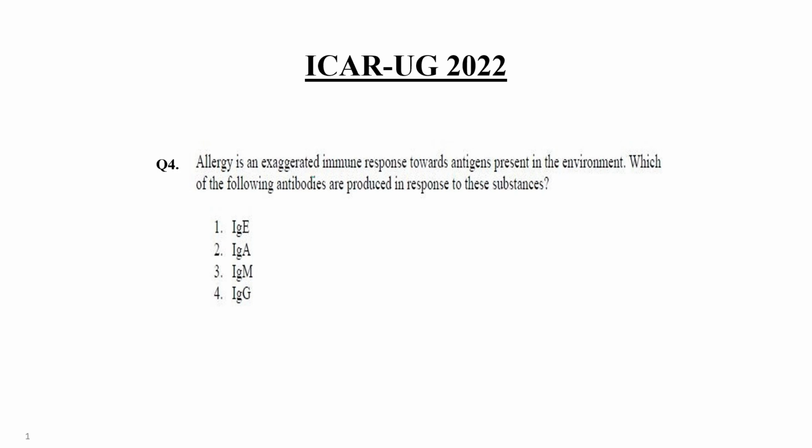Now, question number 4. Allergy is an aggregated immune response towards antigen present in the environment. Which of the following antibody are produced in response to these substances, meaning allergens? Out of these four, IgE, IgA, IgM or IgG? It is a very good and very important question as well. Out of these four antibodies, which one is produced in response to allergen?